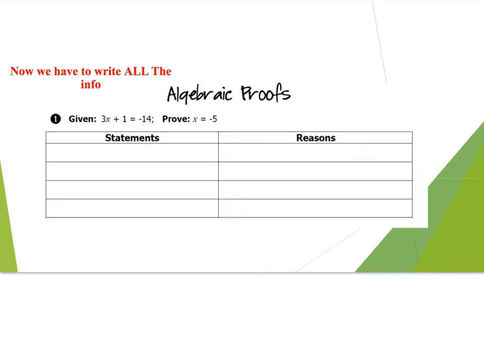And then we come to these beautiful proofs. Well, we have a statement column and a reasons column, and we have to write all of it. So what do you think we should write first? We're going to start with what's given. And what's the reason for me writing that statement? It was given.